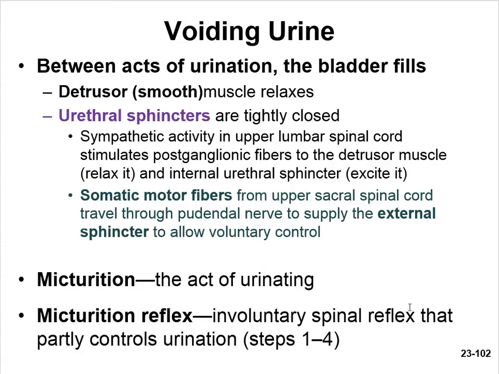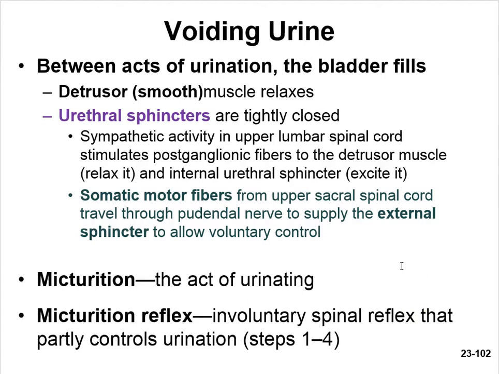Voiding urine is the act of eliminating it. Between the acts of urination, the bladder fills, and the detrusor, that smooth muscle there, relaxes, and the urethral sphincters are tightly closed. The sympathetic activity in the upper lumbar spinal cord stimulates the postganglionic fibers to the detrusor muscle to relax it, and the internal urethral sphincter to excite it. Then the somatic motor fibers from the upper sacral spinal cord travel through the pudendal nerve to supply the external sphincter to allow voluntary control.